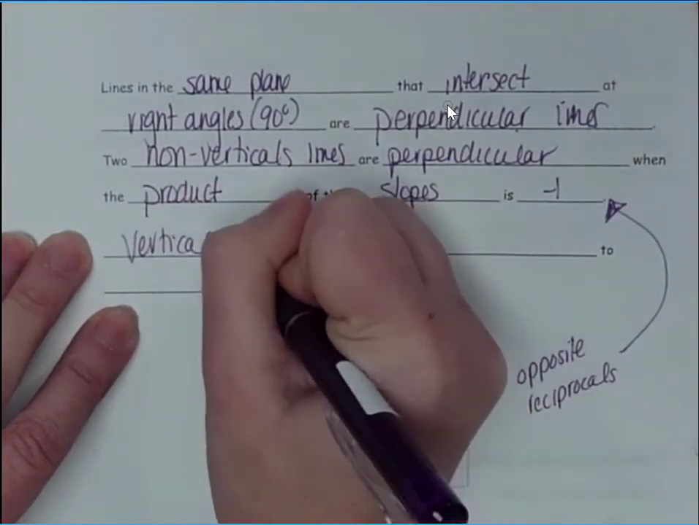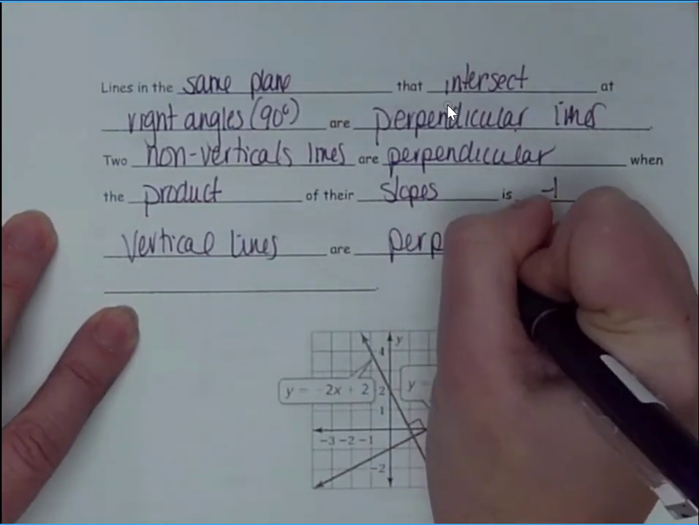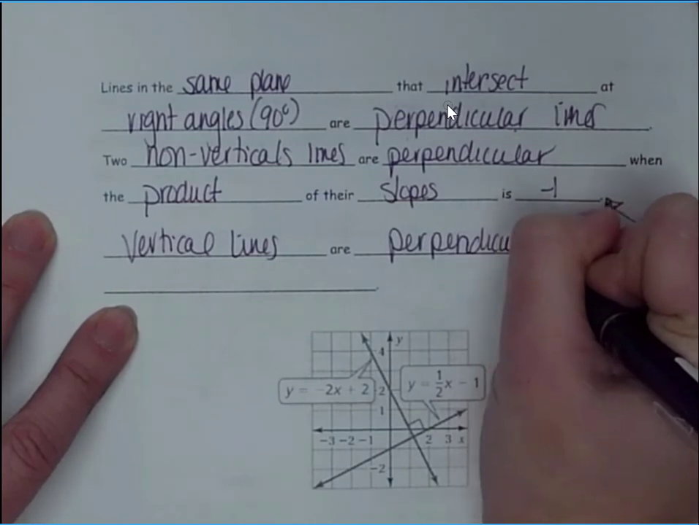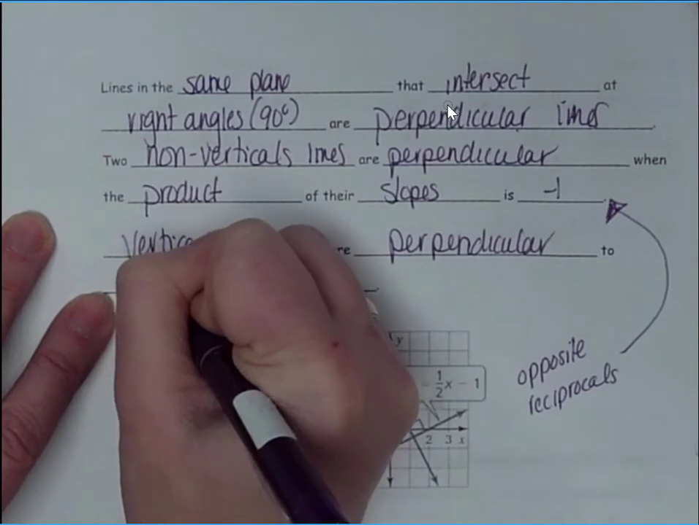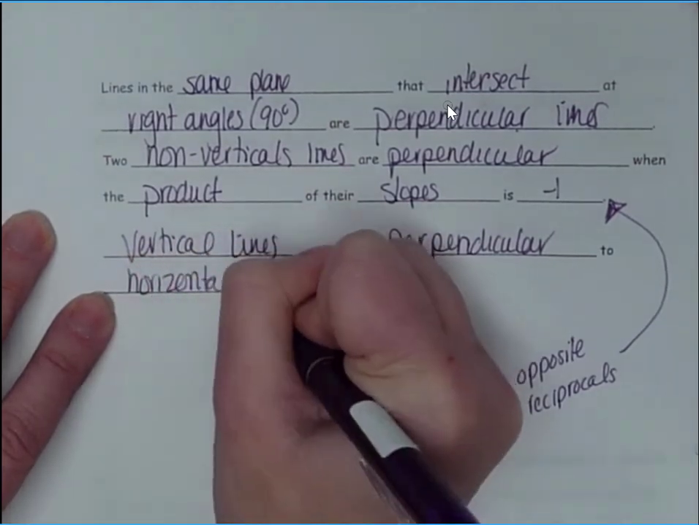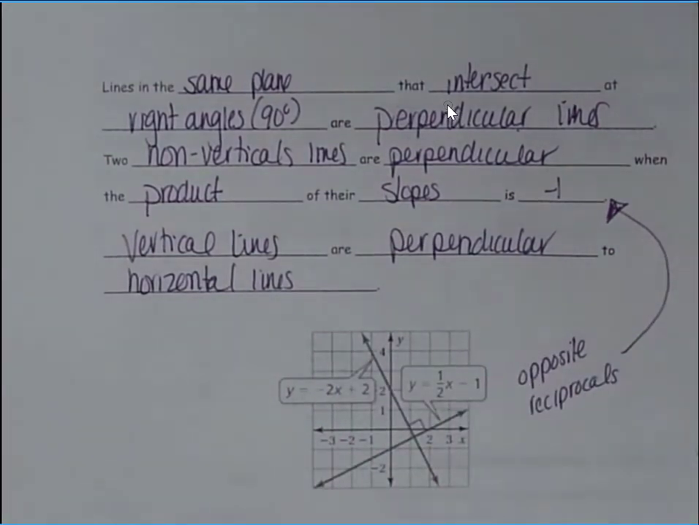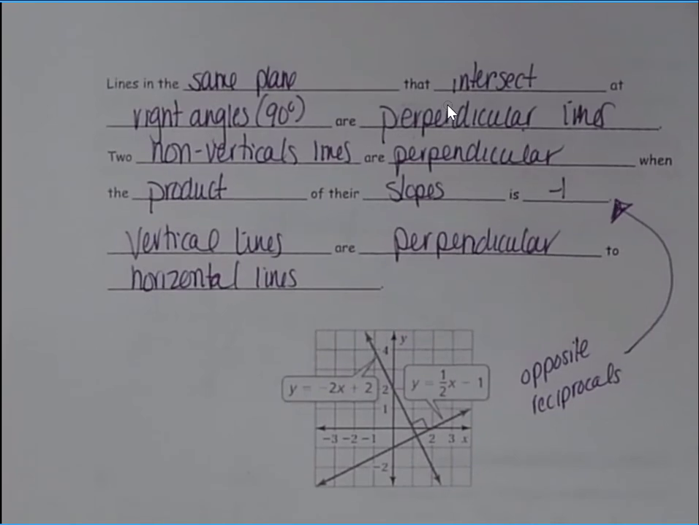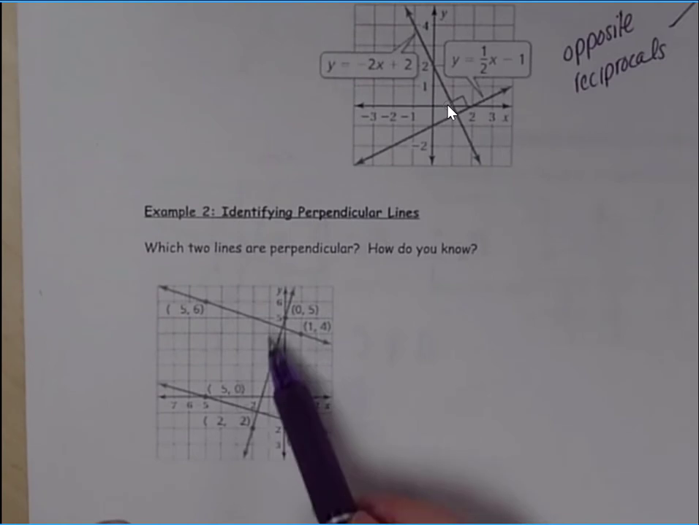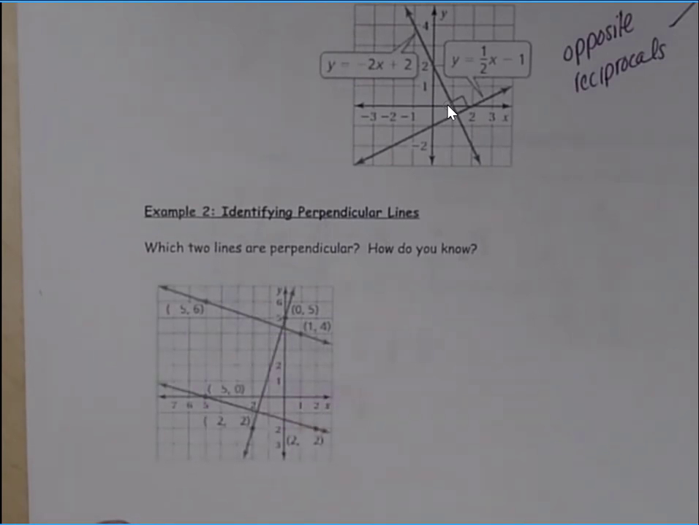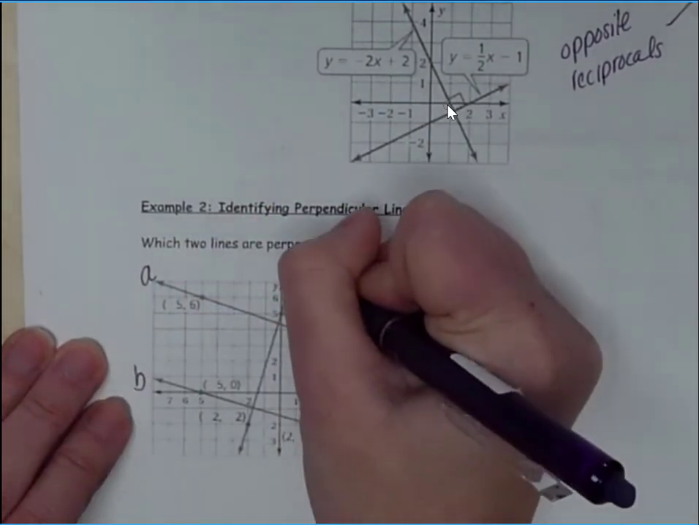So vertical lines are perpendicular to horizontal lines. So if I have a vertical line and a horizontal line, I will always have two perpendicular lines. So let's take a look. Now I'll be honest, both of these to me look perpendicular to this one, but we need to find the slopes. So let's do line A, B, and C.